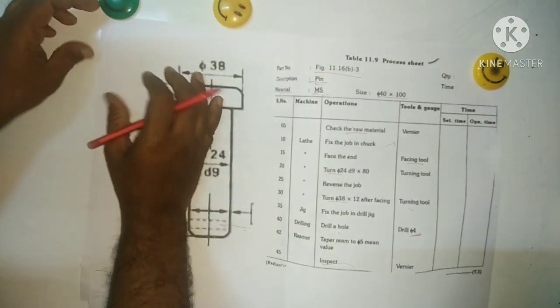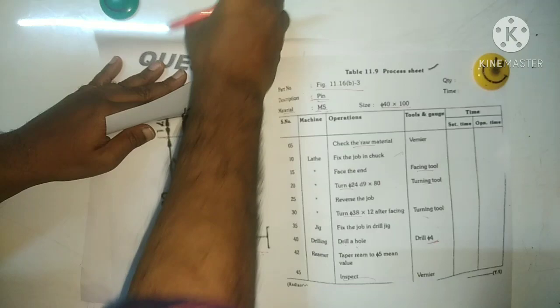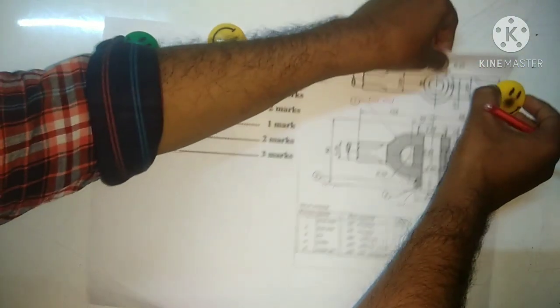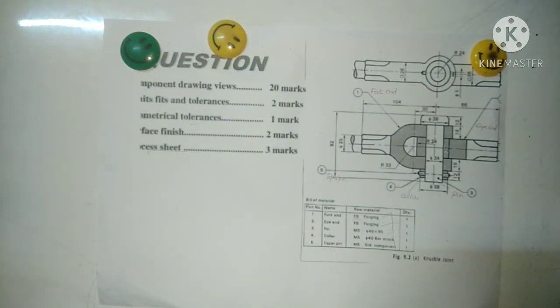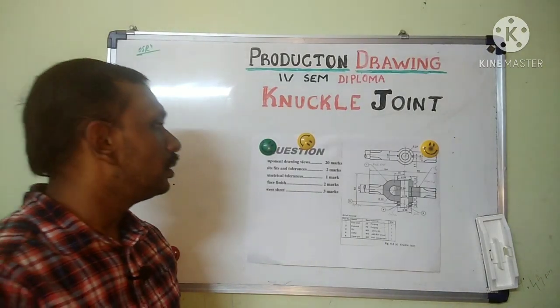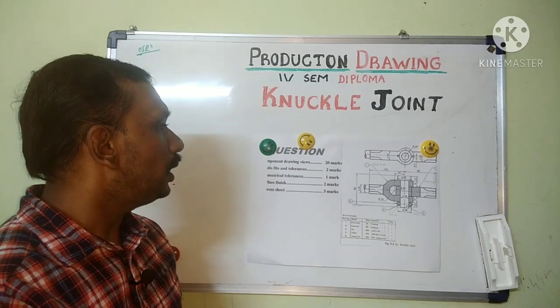So that completes our production drawing of the knuckle joint with all respects. That's the complete production drawing of the knuckle joint.